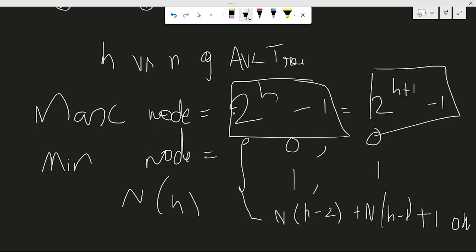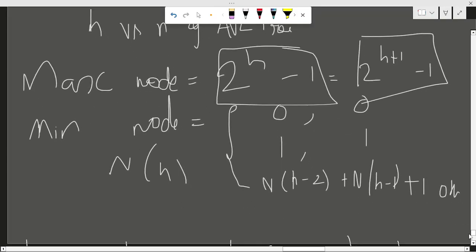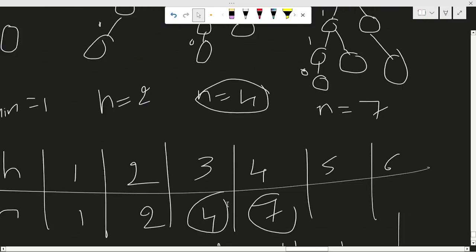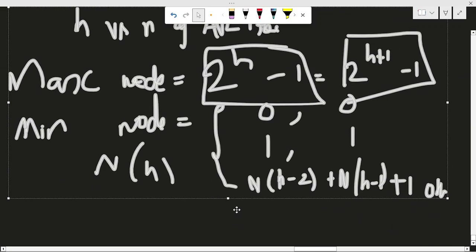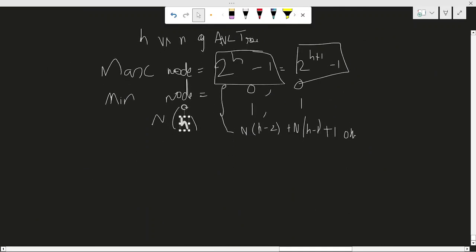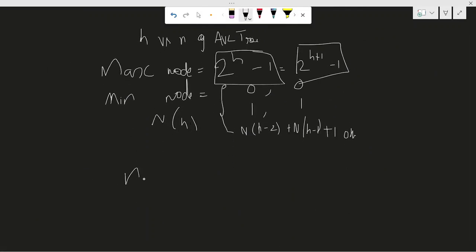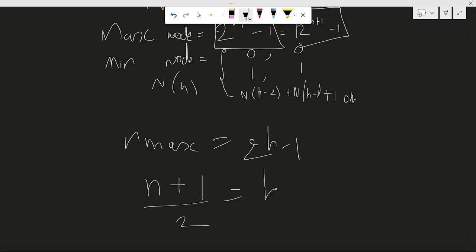That is node in terms of height. So let us find height in terms of node. For that, I'm just going to copy everything here. Again, to find the maximum number of nodes, n max will be 2 to the power h minus 1. So I send the minus 1 over, n plus 1. Let me take it as just n.